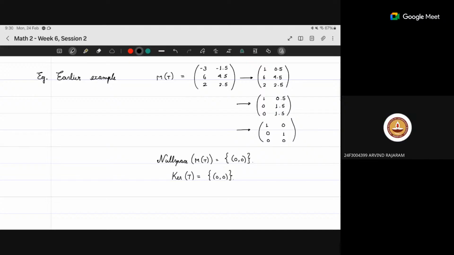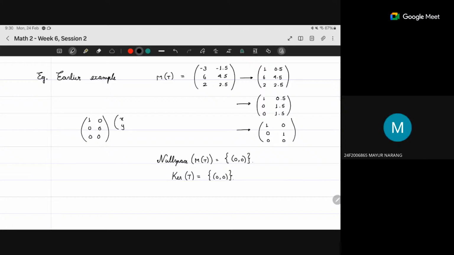Will the null space remain the same? Yes, but that will be a different system, a different transformation. What if the matrix is 1 0, 0 0, 0 0, like I'm changing the second column to 0? Yes, then you'll have some null space.